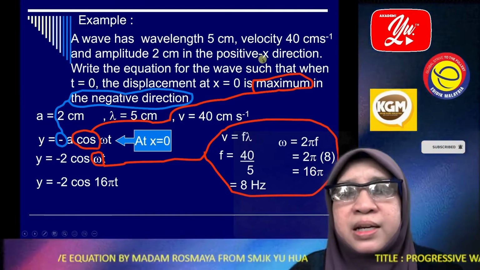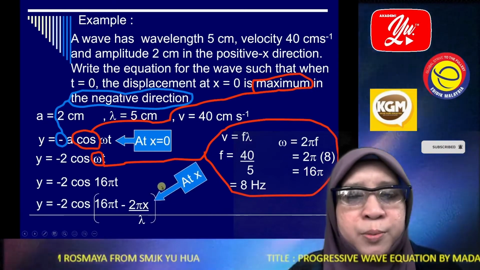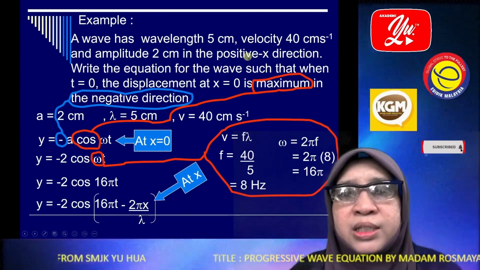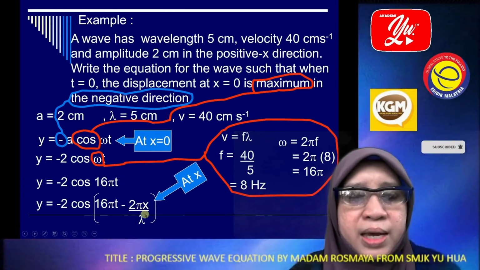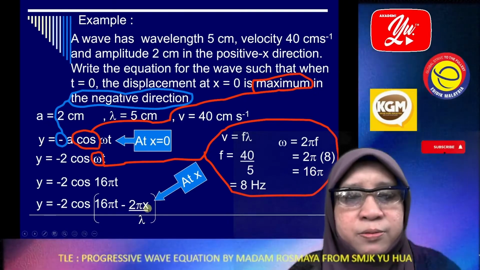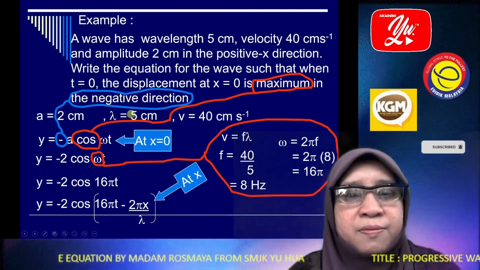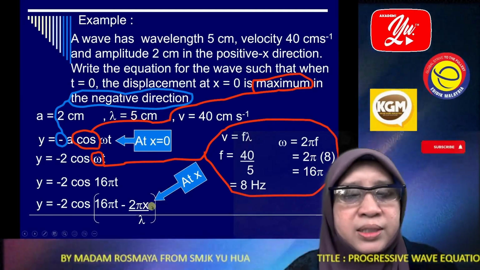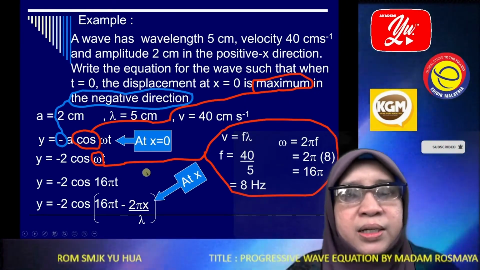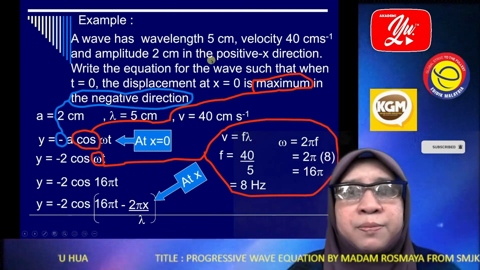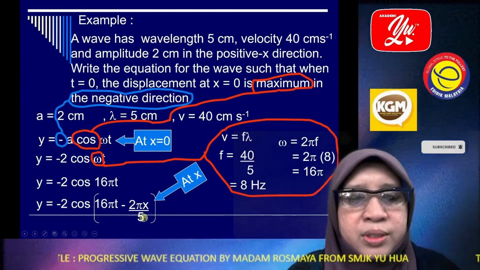So this is the equation for the progressive wave at initial time t equals 0. If the wave profile moves to the right, in the positive x direction, we must add the phase, minus 2 pi x per lambda. Next we find lambda, the wavelength, which was already found to be 5. So this is the progressive wave equation when the wave profile moves in the positive x direction. We substitute the wavelength there.